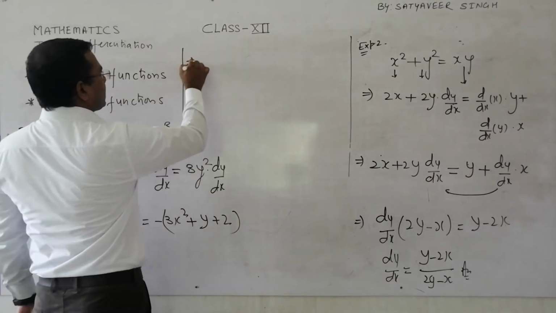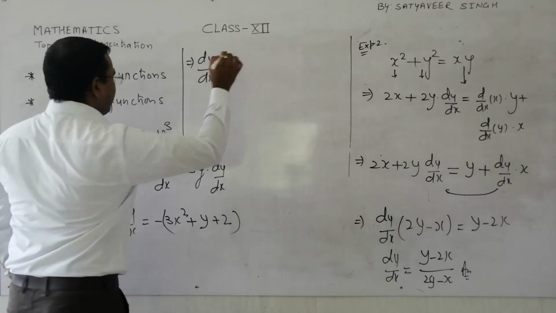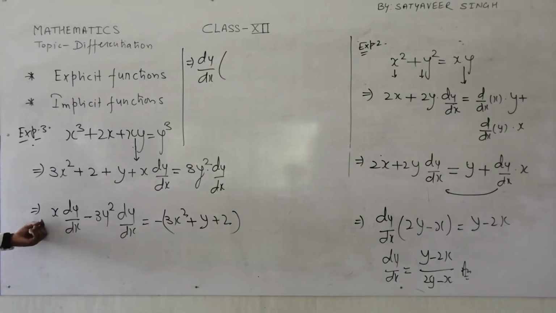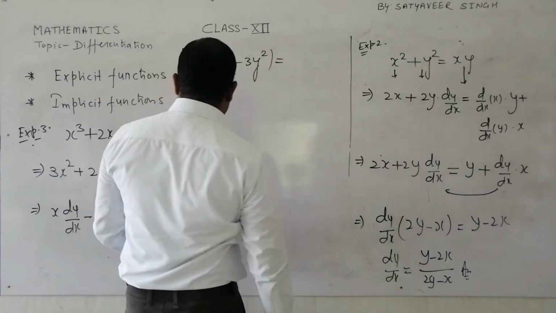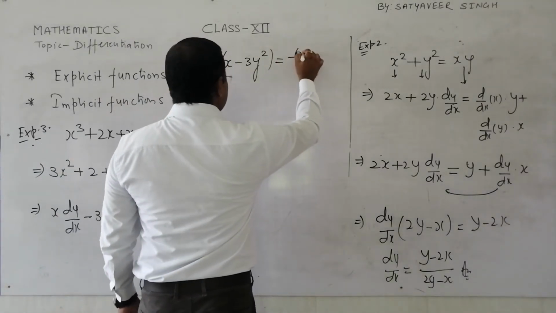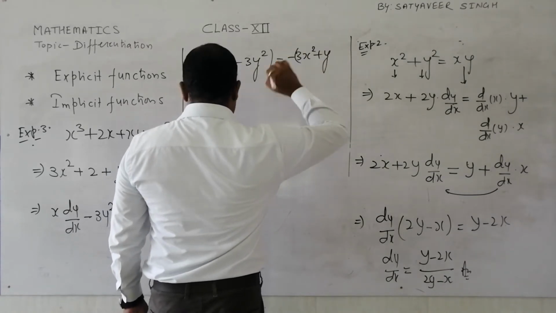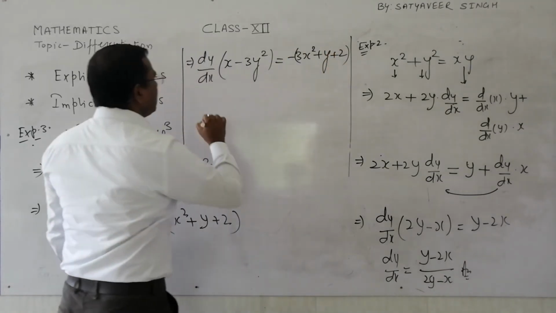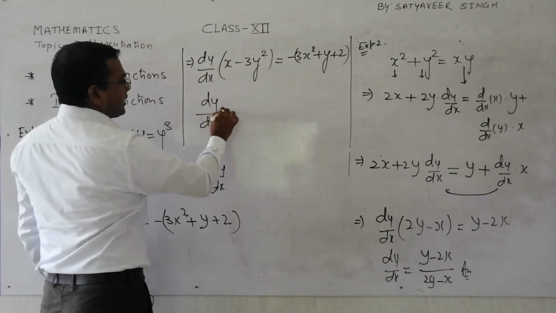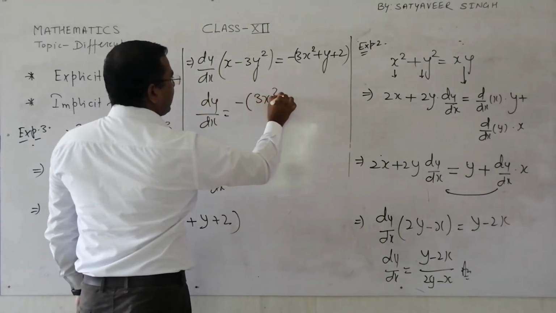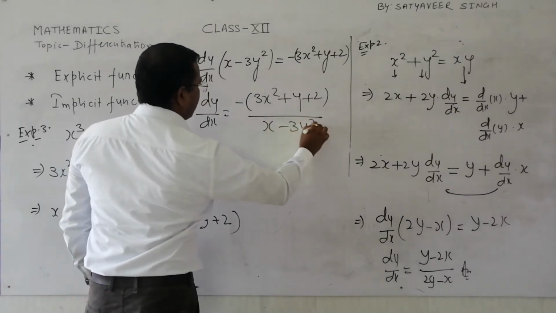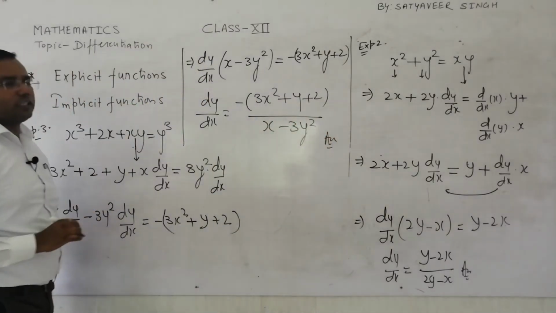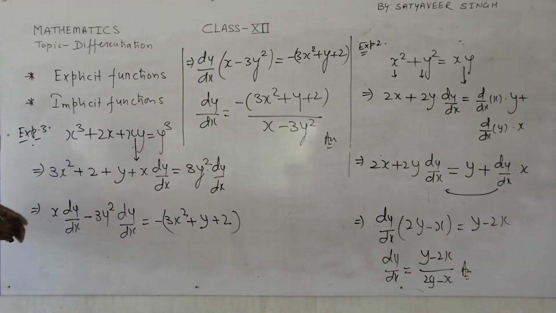So you can write this now, dy by dx if I take common from these two terms, I will get here x minus 3y square, and this is the same minus 3x square plus y plus 2. So you can write from here dy by dx is equal to minus 3x square plus y plus 2 upon x minus 3y square. So I hope you understand this concept, how to differentiate the implicit function. This we have discussed.